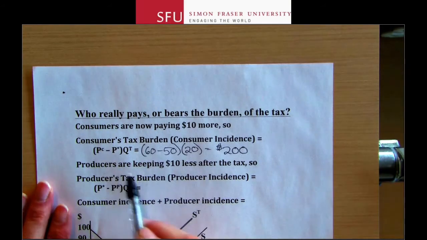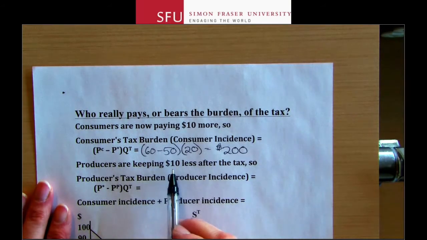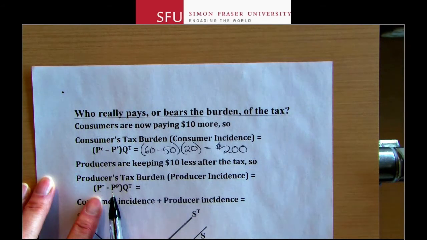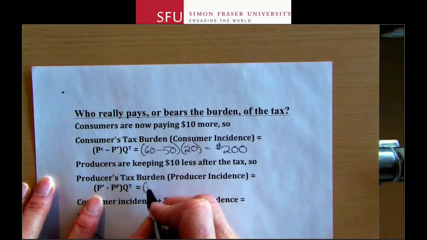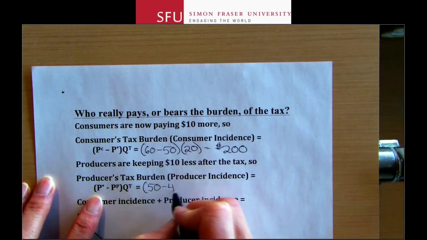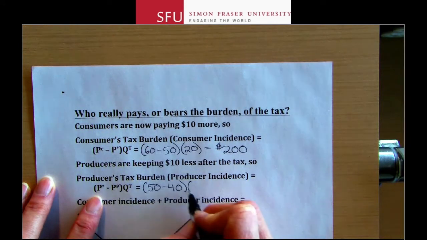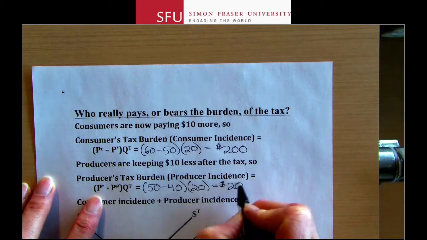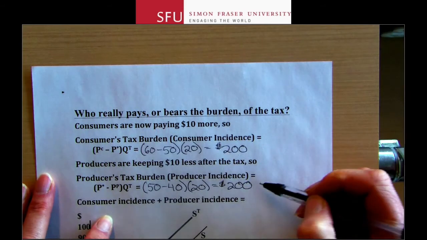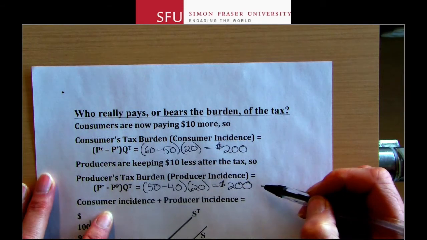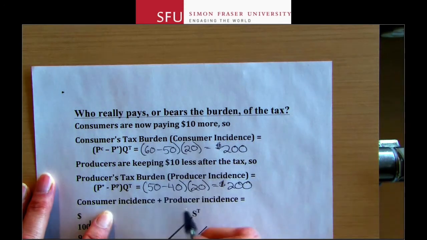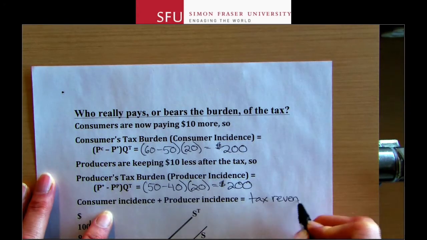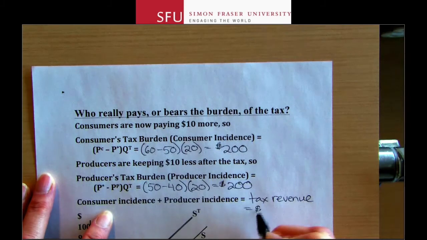For the producers, they get to keep $10 less than before. So they used to get P star, 50, now they only get 40, and they're selling 20 units, and so they lose $200. And so notice that the two areas combined would be the total tax revenue. So consumer incidence and producer incidence equals tax revenue, which was $400.